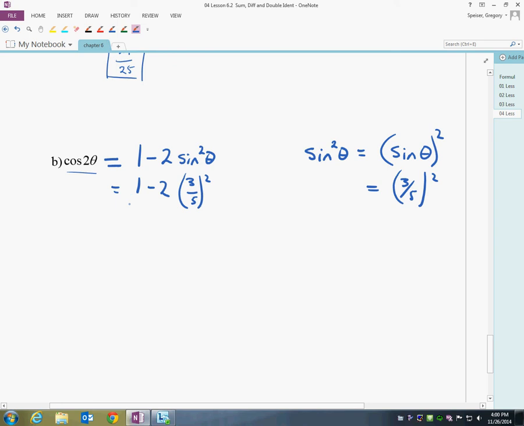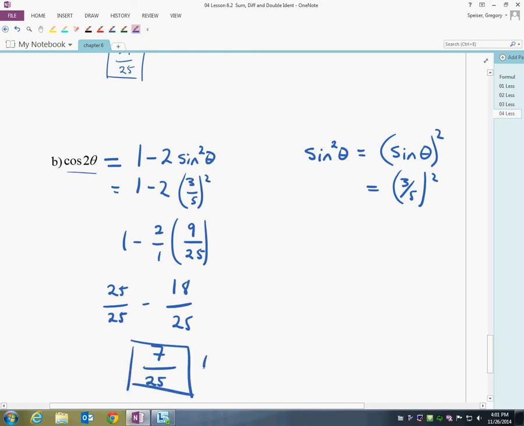Now it's just math. It's always math. Now it's just math with fractions. 3 over 5 squared is 9 over 25. Square the numerator, square the denominator. This is going to get multiplied times 2. I can think of this as 2 over 1, and it's going to be subtracted from 1. So 2 times 9 is 18, 18 over 25. And here I have a 1 minus that, so I'm going to take my 1 and change it to 25 over 25. 25 minus 18 is 7. There is my answer. We are done.